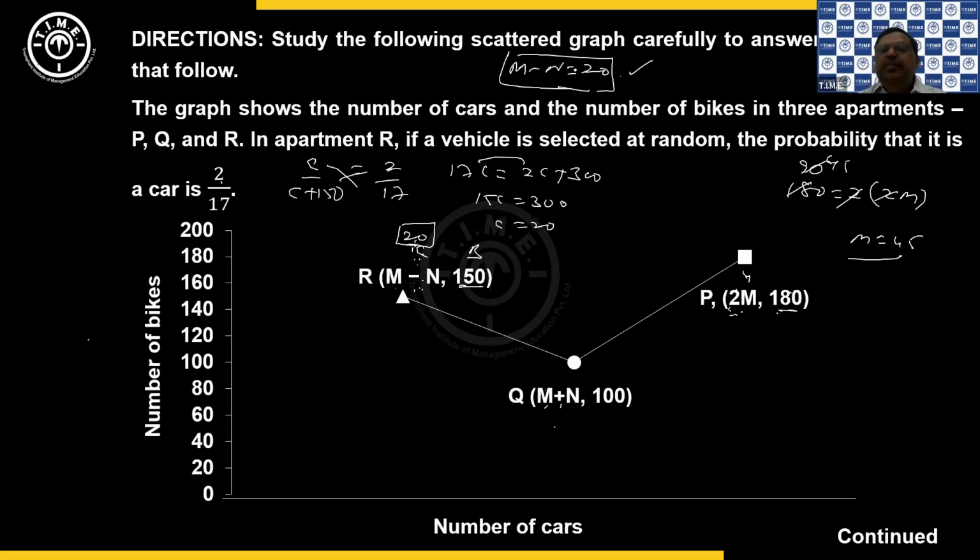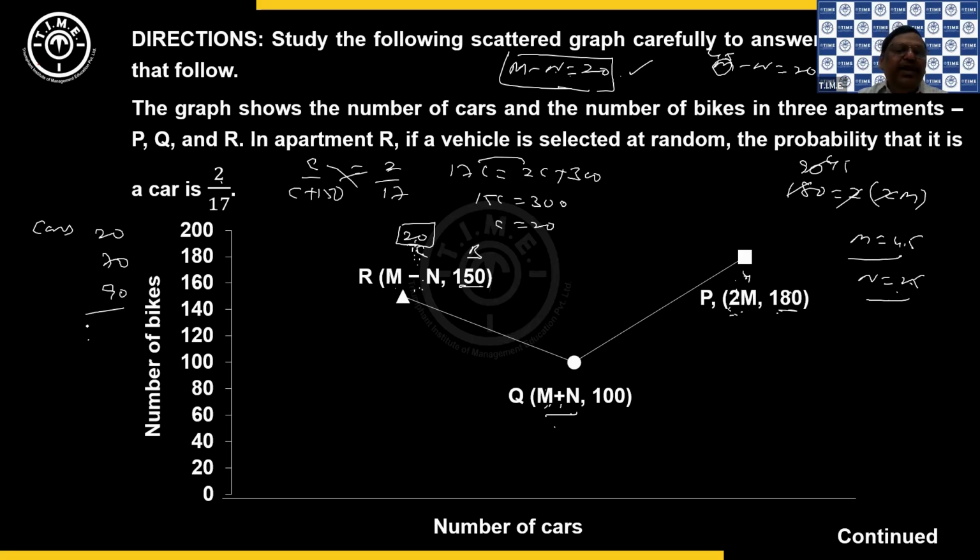But students, you said M minus N is 20, and M is 45, which means your N should be 25. If M is 45 and N is 25, see what M plus N will be here. For this question, what is the total number of cars? Here M plus N is 45 plus 25, which is 70. Here you already said it is 2M, so 90.